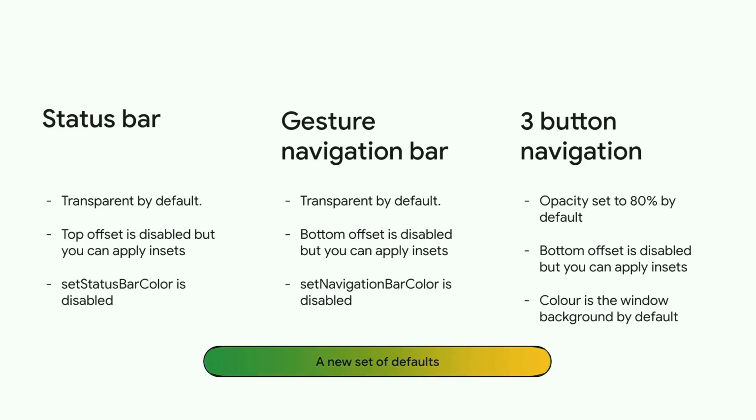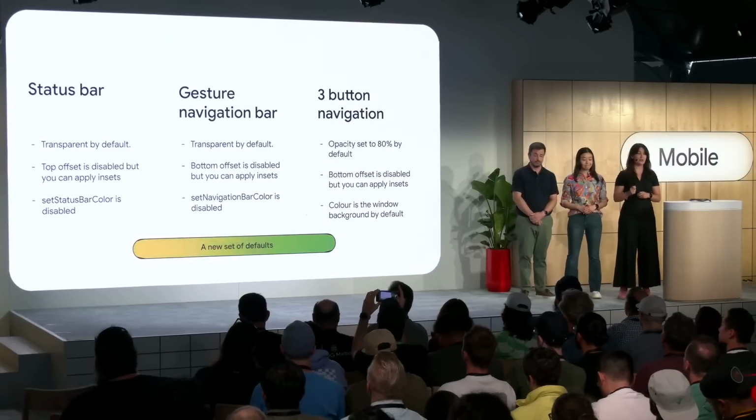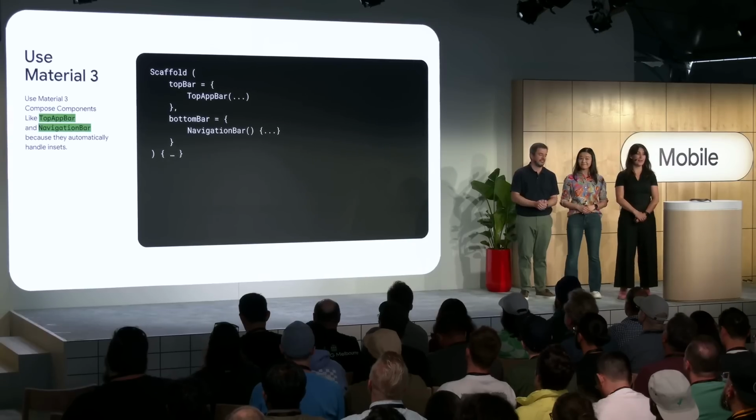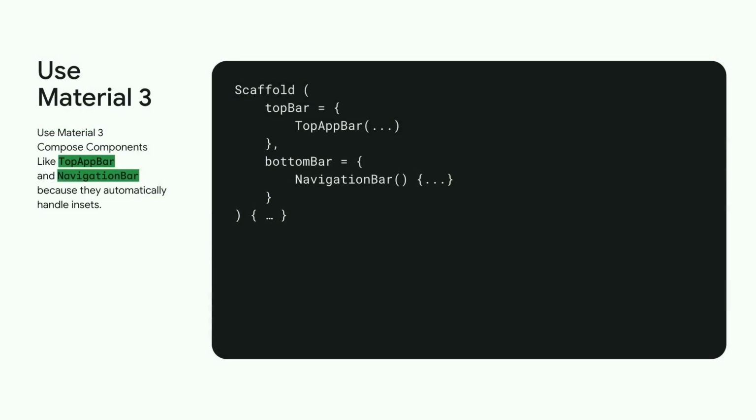In Android 15, we want to give you simpler defaults. So we give your status, your gesture, and 3-button navigation bar a simple look. Most system bars will now be transparent, but we've increased the opacity for the 3-button navigation bar for better accessibility. Additionally, apps will now draw into the display cutout by default. Use Compose components like Top App Bar and Navigation Bar because they automatically handle the window insets for you. For views, Material components also automatically handle window insets.